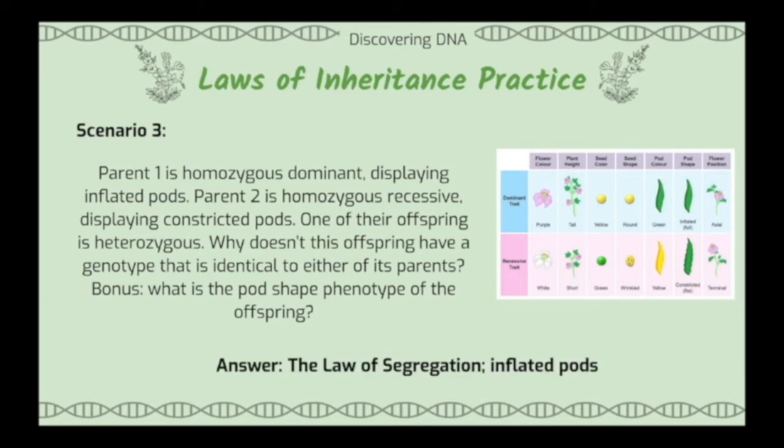This phenomenon is due to the law of segregation. If parent 1 is homozygous dominant, then it has 2 dominant alleles. Parent 2 is homozygous recessive, so it has 2 recessive alleles. According to the law of segregation, each parent will only pass on 1 allele for the pod-shaped trait. Parent 1 will pass on one of its 2 dominant alleles, and parent 2 will pass on one of its 2 recessive alleles. This would lead to an offspring with a heterozygous genotype, which is not identical to either of the parents.